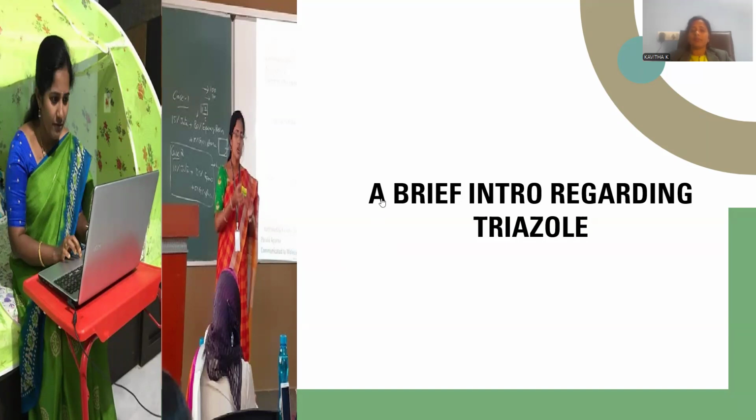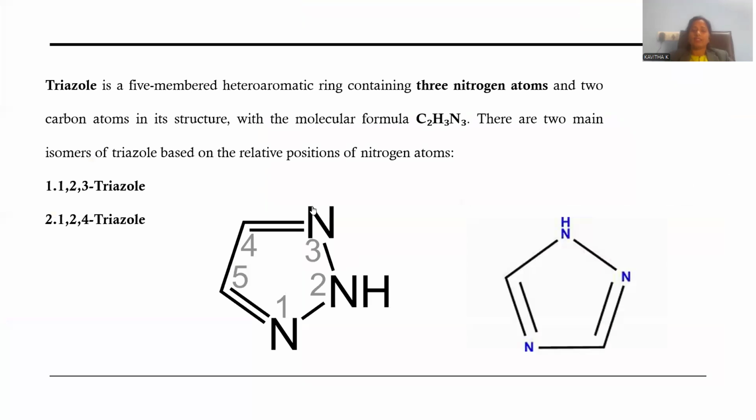Let me enter into the segment, a brief intro regarding this triazole molecule. Triazole is a three heteroatom containing 5-membered heterocyclic ring system. It is a 5-membered heterocyclic ring containing three nitrogen atoms residing either at position 1, 2, 3, or else position 1, 2, 4 as well, right? So this is the way the compound is accompanied by two carbon atoms, and the molecular formula is designated as C2H3N3. Three nitrogens, two carbons, and three hydrogens are part of this compound.